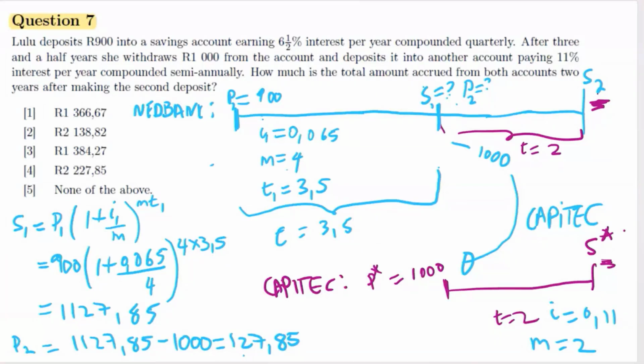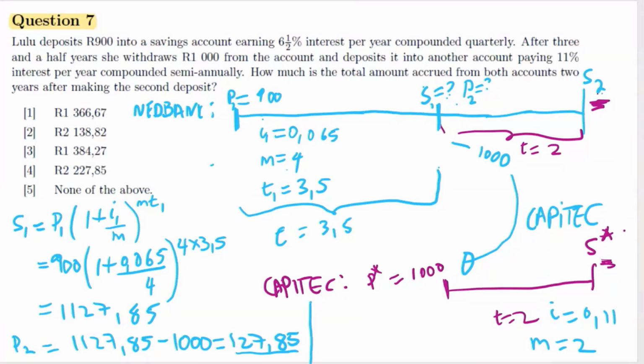Okay, this is the amount at Nedbank. This amount still needs to run for 2 years. So how much is going to be at Nedbank? Let us take this amount and get the accumulated amount.